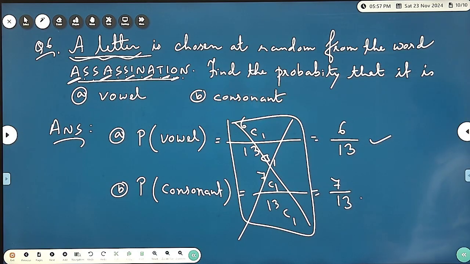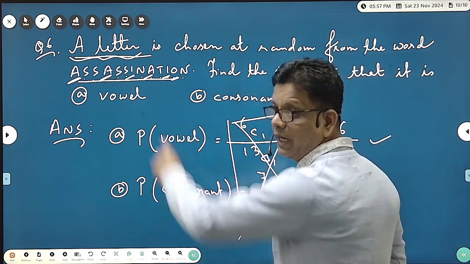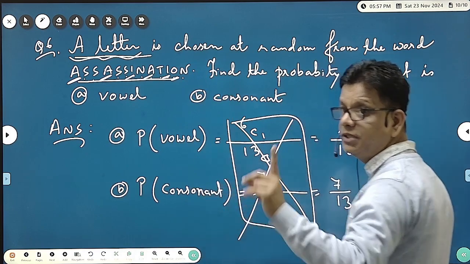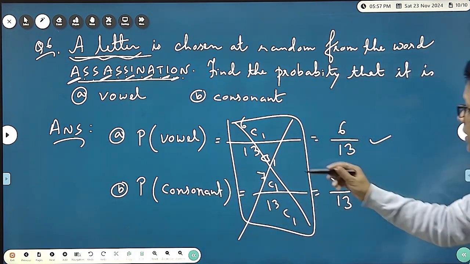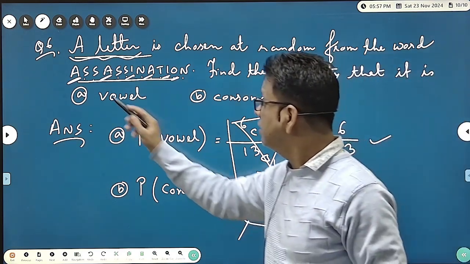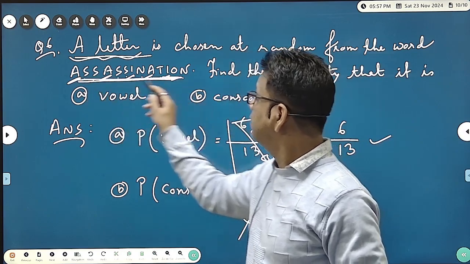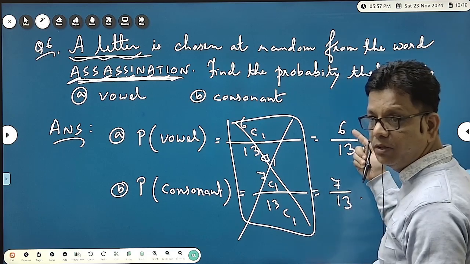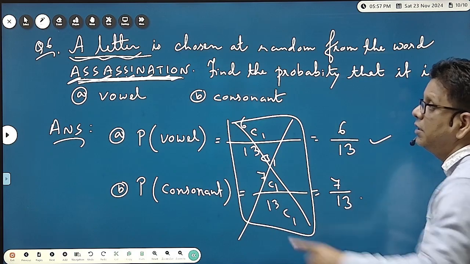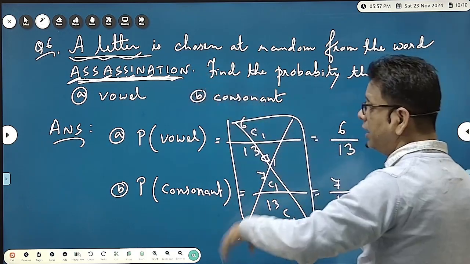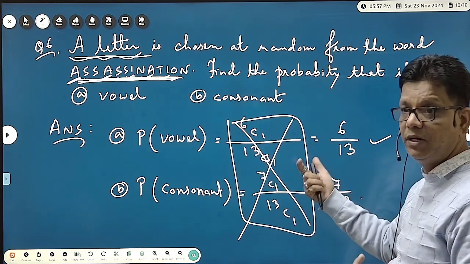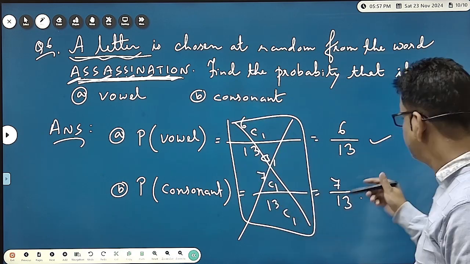Up to class 10 in school, what did you get? A letter is chosen, a person is taken, a card is chosen. Every time it was only 1. That's why 6 by 13. So in school, up to class 10, what did I do? Total here 6 vowels, we wrote in favorable. Total letters were 13, we wrote 13, because every question up to class 10 was a single letter chosen. Similarly consonants: how many consonants are there? 7, out of 13 letters. So we can write directly.